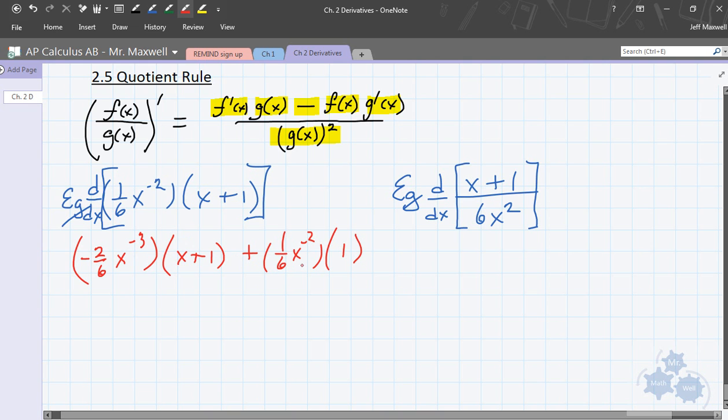Okay, that looks a little scary, doesn't it? Well, let's multiply it out and see what we got. Negative 2 over 6 is actually just negative 1/3. So when we multiply this times this first term, we have negative 1/3. And what's x to the negative 3 times x to the 1? What do we do when we multiply those? We add exponents. So what do we get? X to the negative 2. Good. And then, of course, minus 1/3 x to the negative 3. We just multiply all that by 1. Plus 1/6 x to the negative 2.